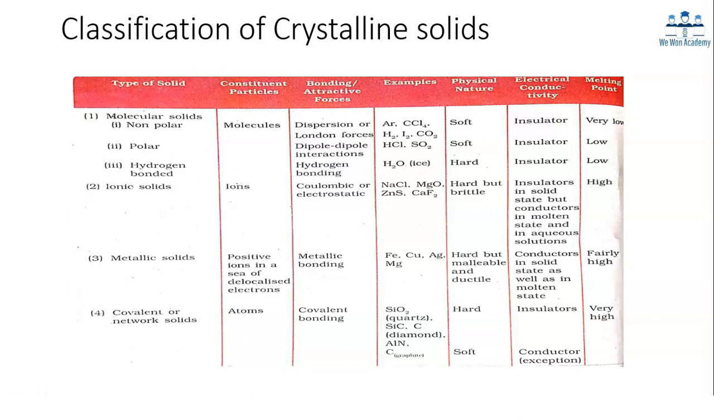Covalent or network solids are formed by atoms and they are bound by covalent force. Examples are silicon carbide, silicon dioxide, which is quartz, and the diamond form of carbon. I also mentioned some more properties, but they are not too important, just go through them.